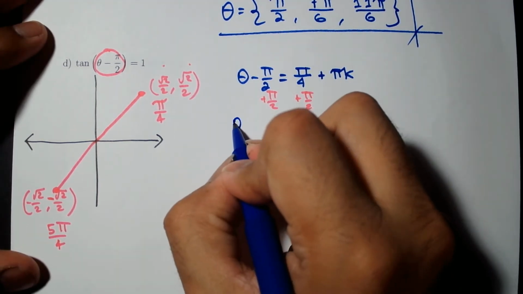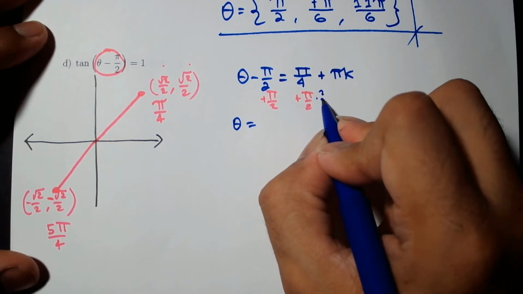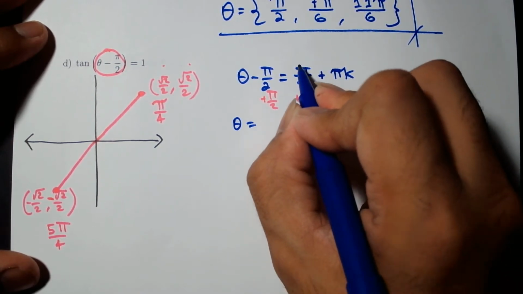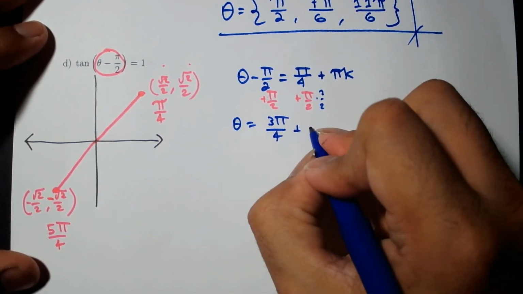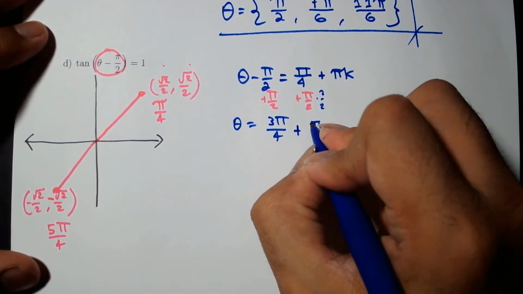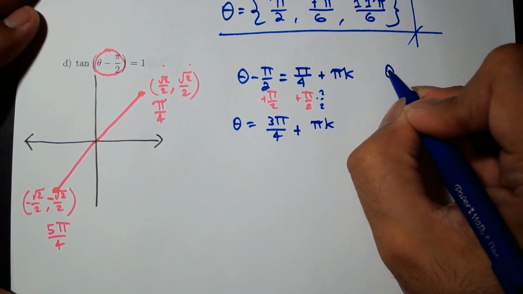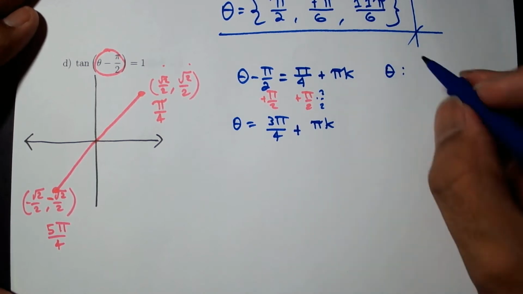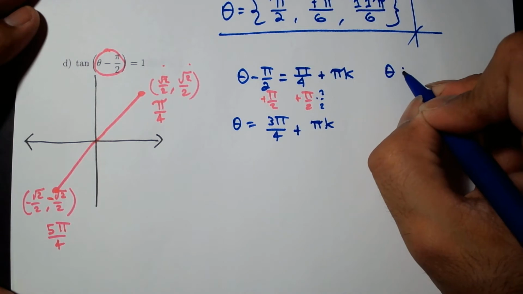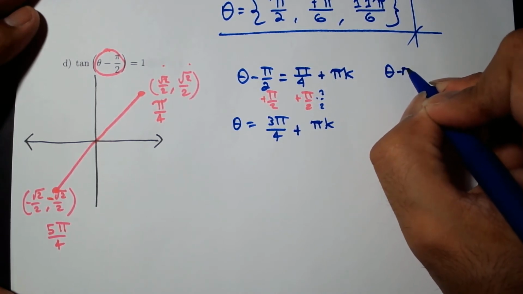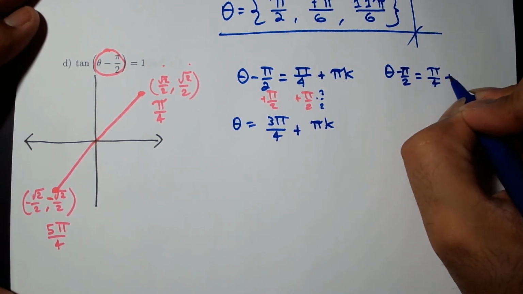And then we're going to get theta equals pi over 4 plus pi over 2. Well, I need a 2 and a 2. That's 2 plus 1, that's 3 pi over 4 plus pi k. On the other hand, for 5 pi over 4, theta minus pi over 2 equals pi over 4 plus pi k.